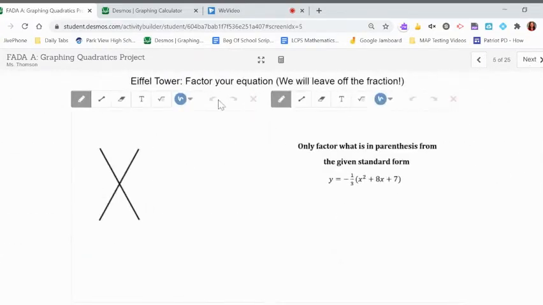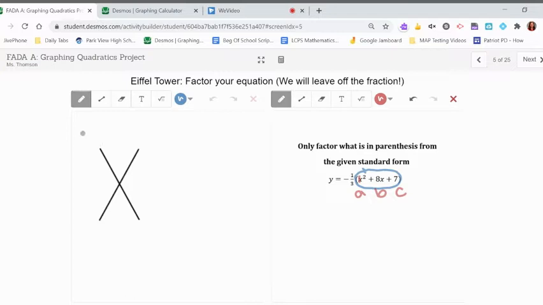All right, now we're going to factor our equation, and we will leave off the fraction. So we're only going to factor what is in parentheses from this in standard form. So I'm going to go ahead and circle this one here, and we're going to factor that. Remember, identify A, B, and C. A is actually 1 in there. There's a 1 next to x squared.